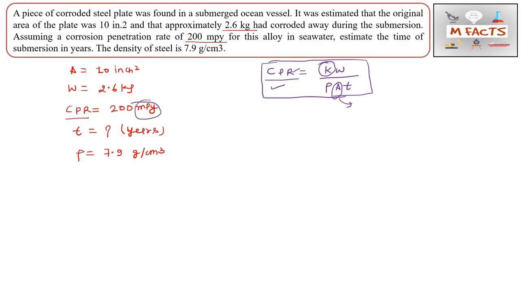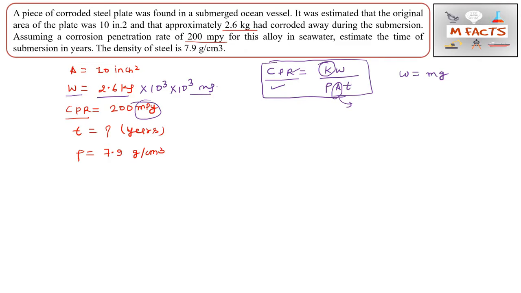So for mils per year, I already told you W should be in milligrams. But in this question they have given W in kgs. So we will change it into milligrams. So 10 to the power 3, that is for grams, and again 10 to the power 3, that is for milligrams. So 2.6 into 10 power 6 milligram is the weight corroded.